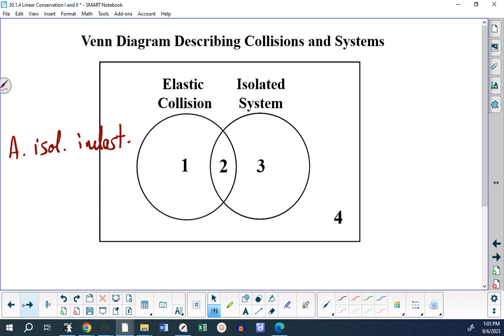So group A is isolated, but not elastic. It would be number 3. Group A would fit in here.